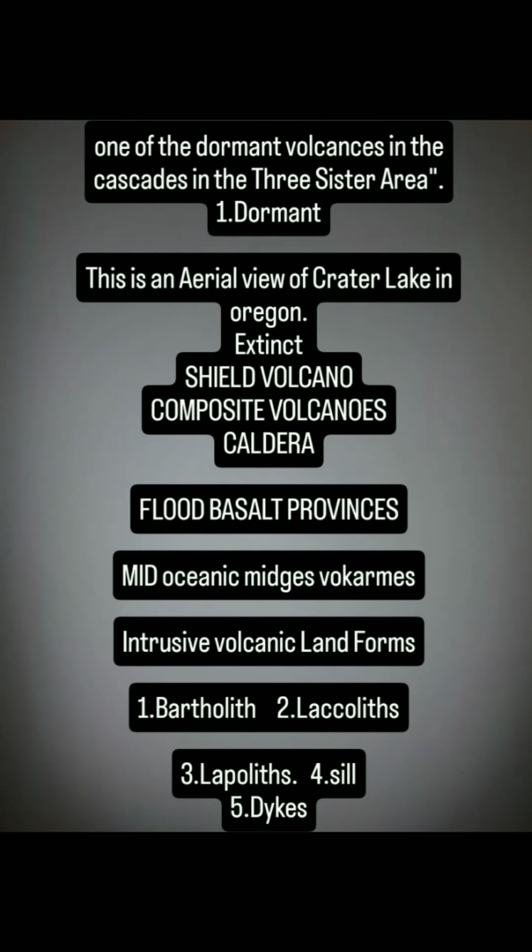Flood basalt provinces. 1. Consists of highly fluid lava. 2. Some parts of the world are covered by thousands of square kilometers of basalt. 3. There can be a series of flows. 4. The average thickness is more than 50 kilometers. 5. Individual flow is 100s of square kilometers. 6. Example: Deccan Plateau.